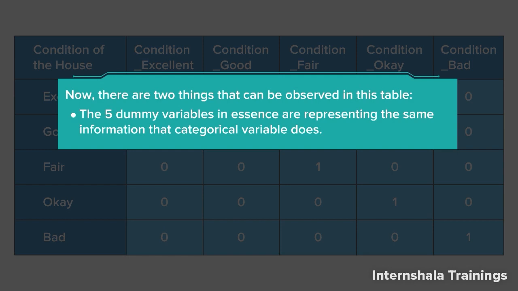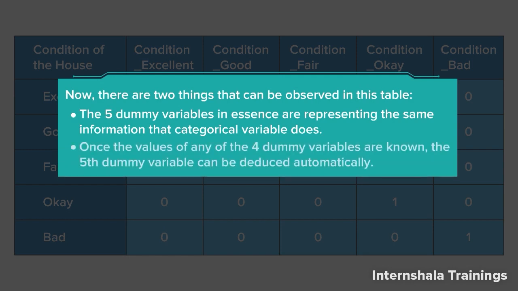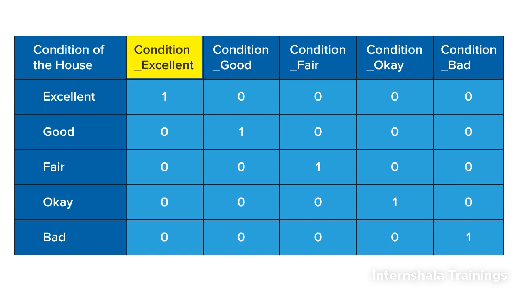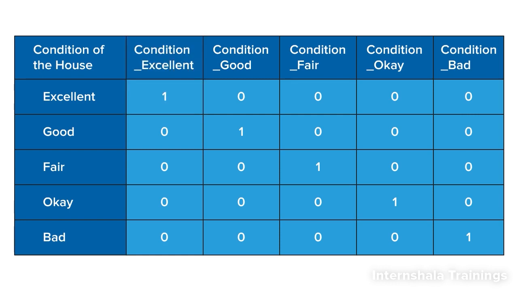The second thing that can be observed from the table is, once you know the values of any of the 4 dummy variables, you can deduce the value of the 5th dummy variable automatically. For example, let's look at condition underscore bad variable. For the first row, since condition underscore excellent variable has the value 1, we can infer that condition underscore bad will be 0, since a house cannot be simultaneously in excellent condition and bad condition. Similarly, you can check for other rows as well.